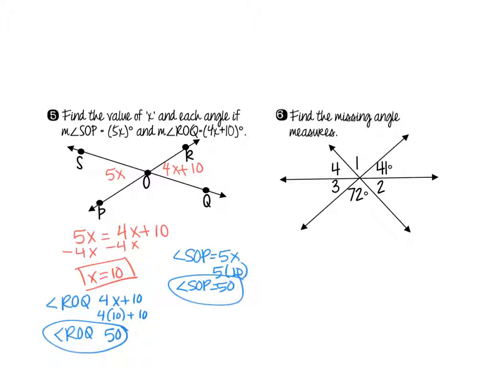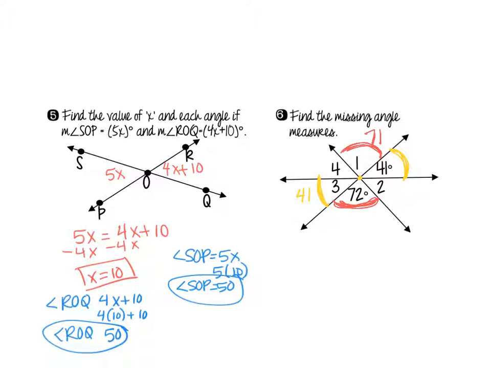Now, number 6 is a little different because it's asking us to find all the missing angle measures. So the first thing I'm going to do is look at the ones I know. So I know 41, so I'm going to find its vertical angle. And the one that's straight across from it that shares a vertex but no sides is going to be angle 3. So angle 3 is also going to be 41. Now I can look at my known angle 72, and I know that its vertical angle is angle 1, so angle 1 has to be 72.